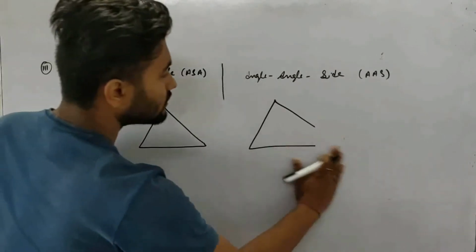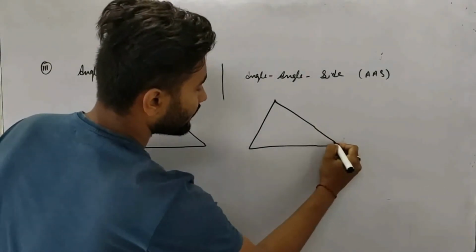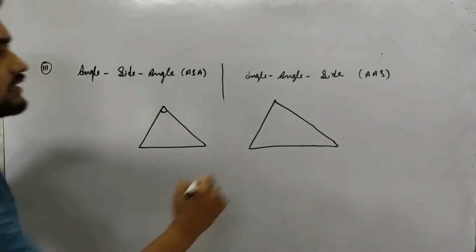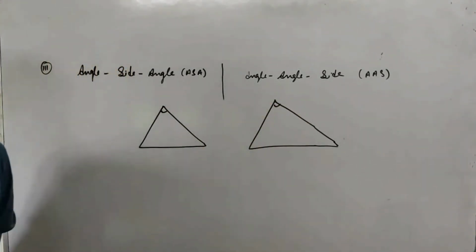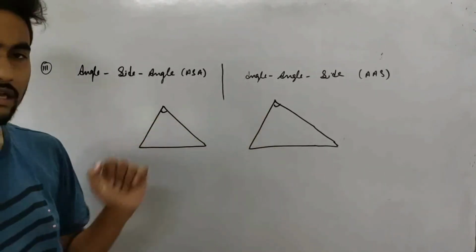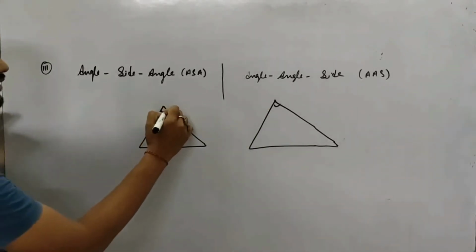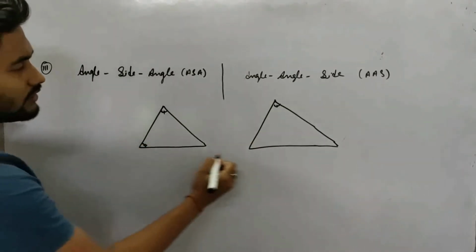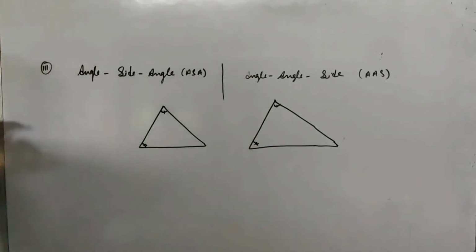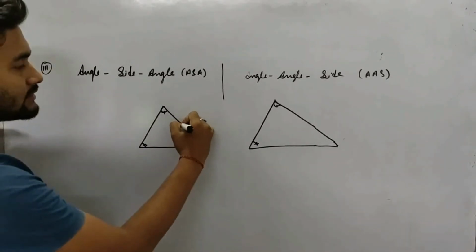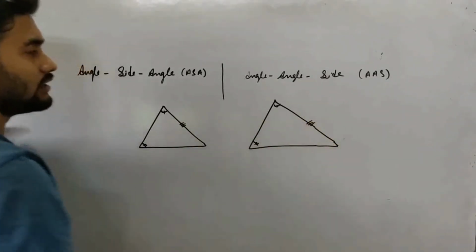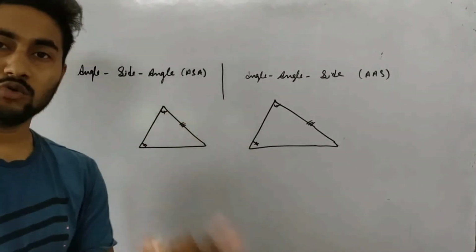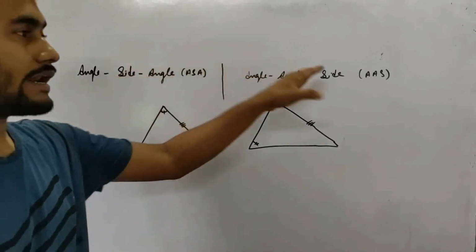So now you see, say for example, we have shown that this angle is equal to this angle, and this angle is equal to this angle. And I have shown this side is equal to this side. Now, is the side not between the angles? No, the side is between the two angles. That's why these properties are correct.